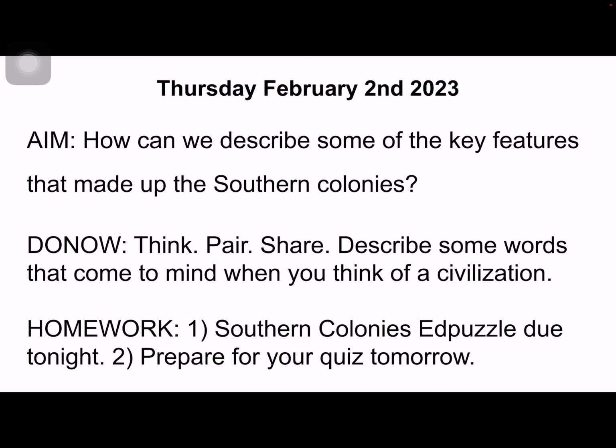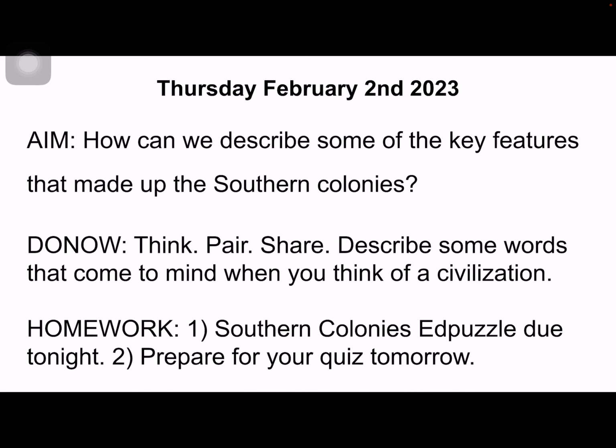Let's think about this together. Civilization. What are some words that come to mind? We talked about several civilizations so far this year. What words come to mind when you think of a civilization? You live in a civilization. What are some things that come to mind? What do you need for a civilization to occur? What do you need for a civilization to happen?